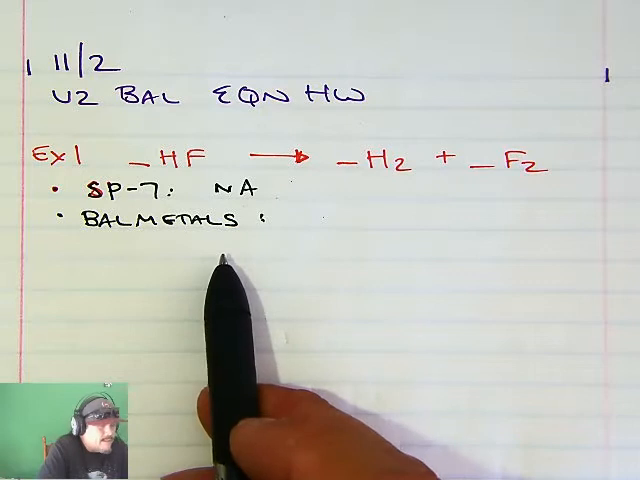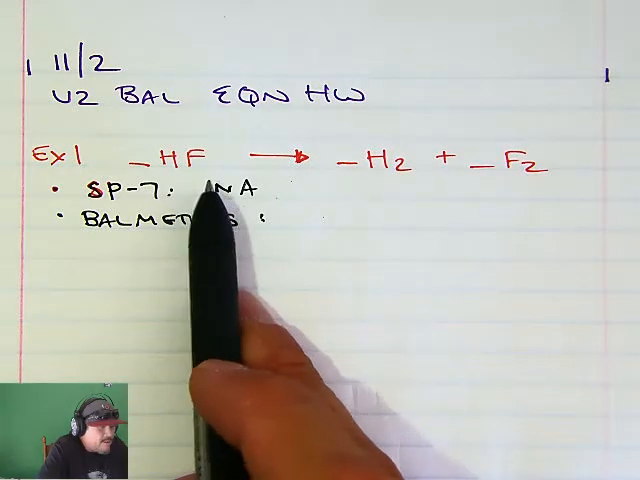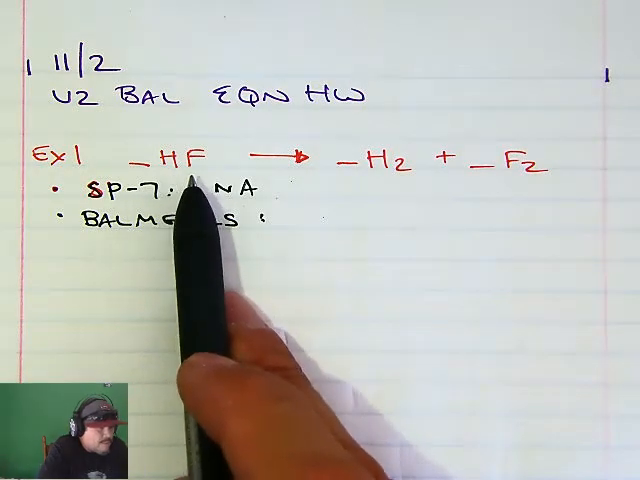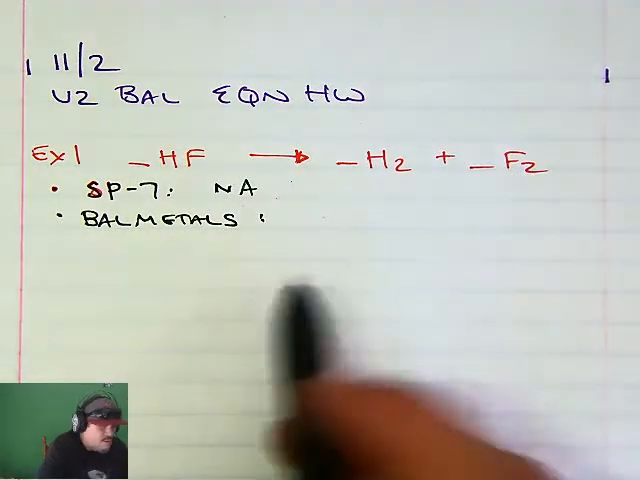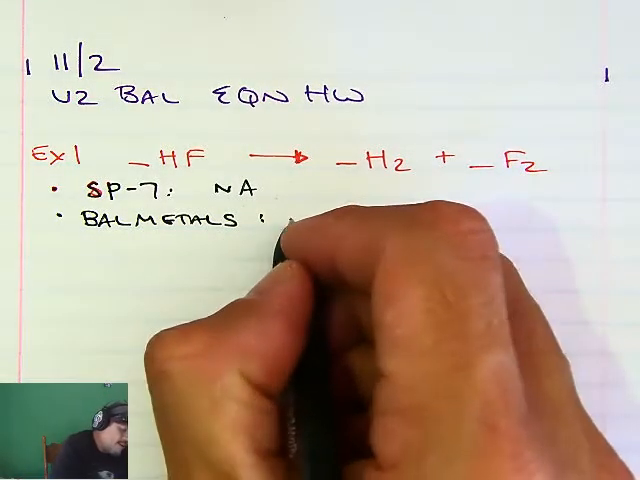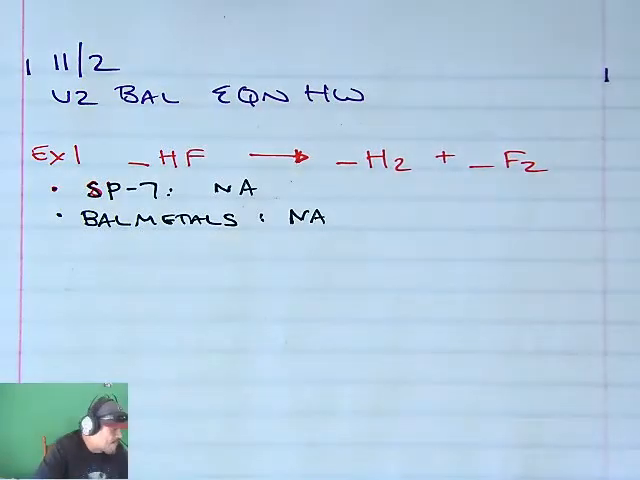Okay, so I balance the metals. If I look here, H has its own step. I don't worry about it. F is not a metal. Again, we talked about H, we talked about F. So there is no metals. So again, nothing to do, not applicable.